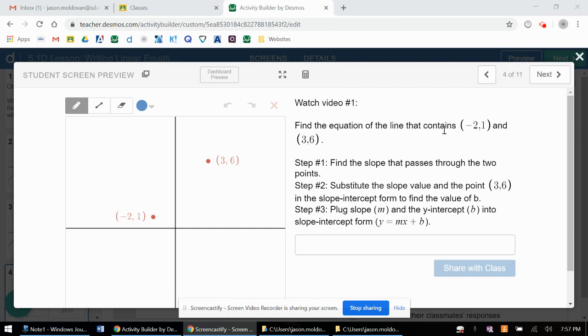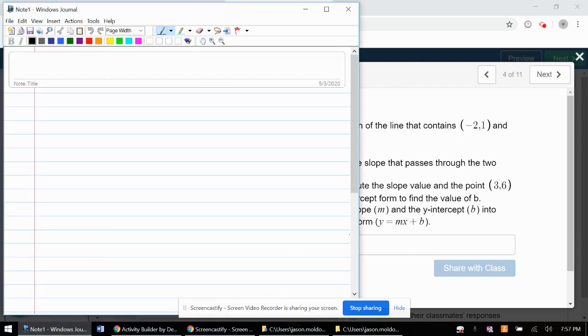And so the things that we need, the first few slides were hinting at, were we need to find the slope or m. We need to figure out b, or the y-intercept, and we need to put this all together into our equation for slope-intercept form. So the first thing we're going to do is use the slope formula for these 2 points, -2, 1, and 3, 6.